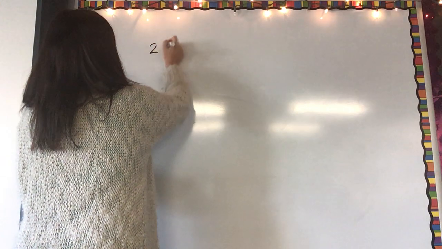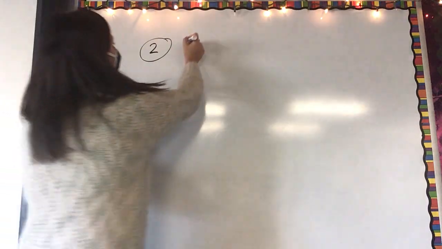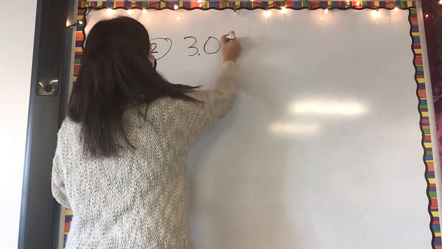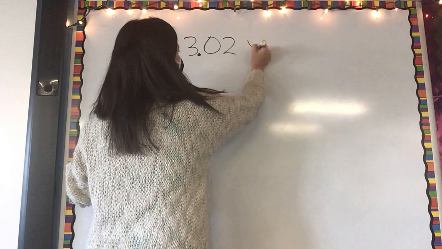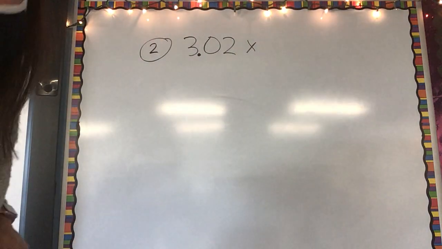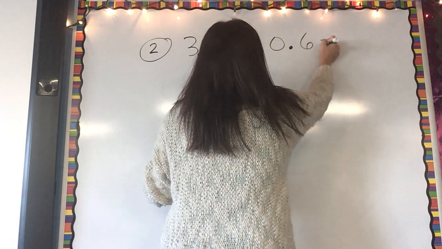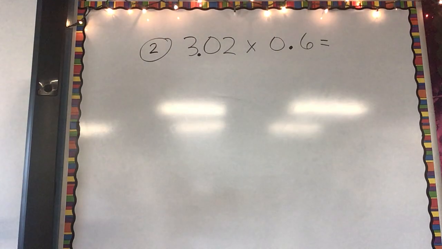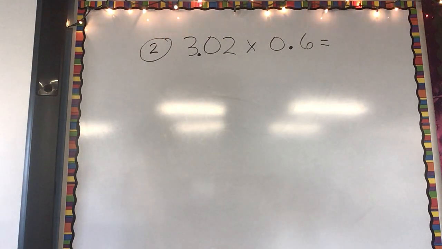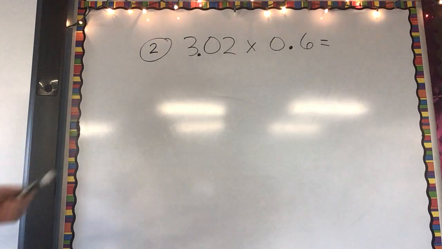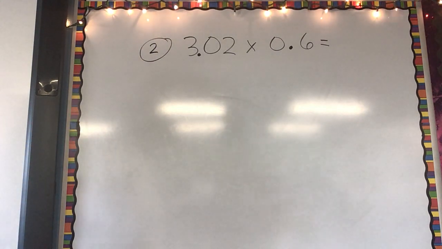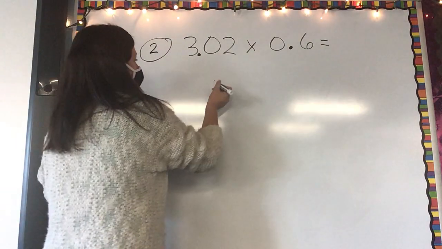All right, number 2. Good job. Here's number 2. Write it in your math notebook. What is step number 1, Malia? You make it so it's like on top of each other. So I need to line my numbers up here? Yeah. All right.